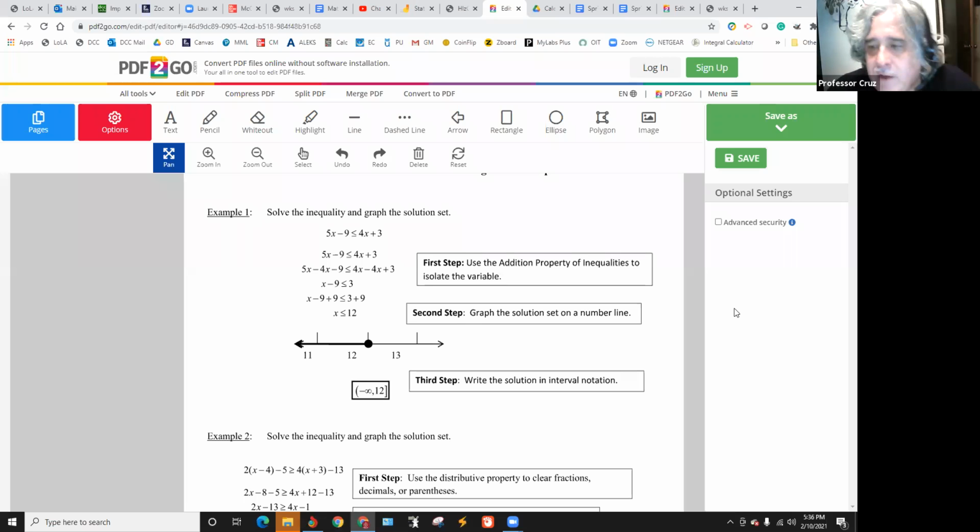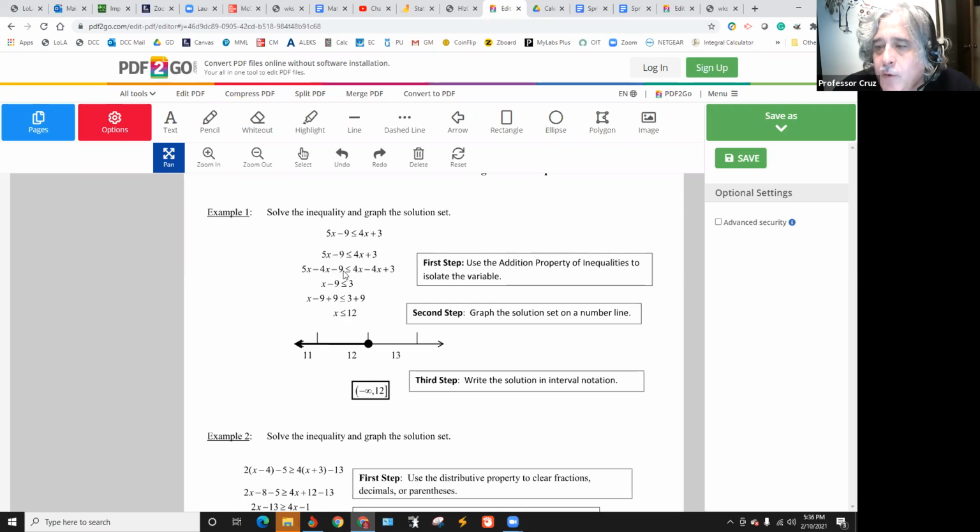So we got 5x minus 9 is less than or equal to 4x plus 3. Same old game as far as this problem is concerned. There's not going to be anything different. We got a less than or equal to, which means instead of being one number, it's a whole bunch of numbers that are less than or equal to 12.